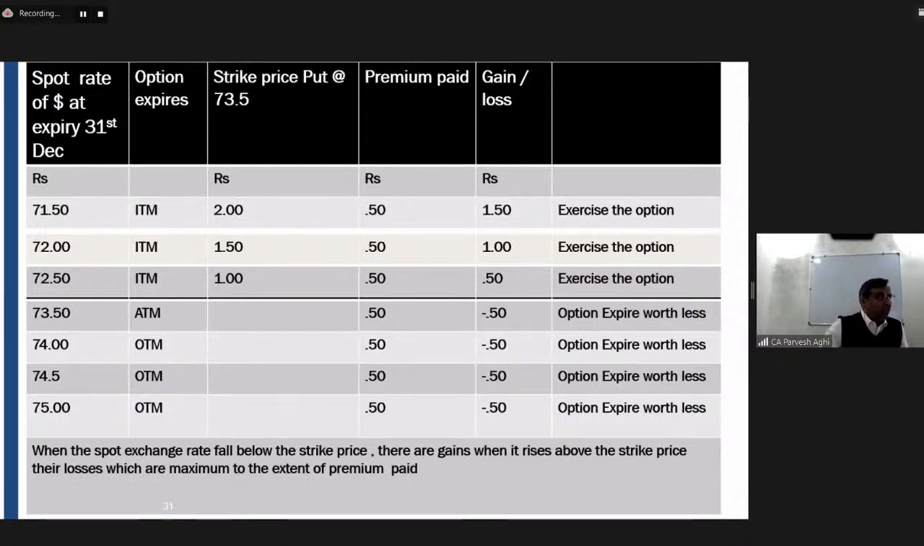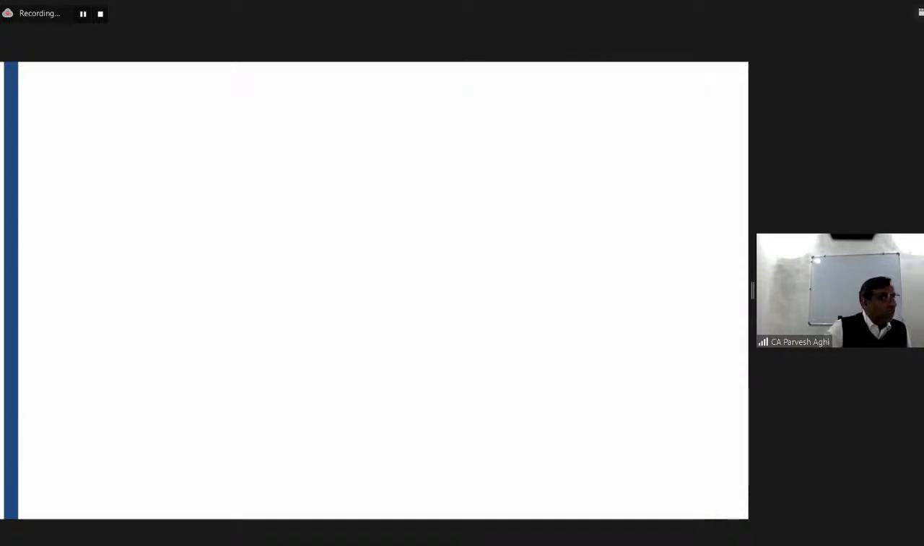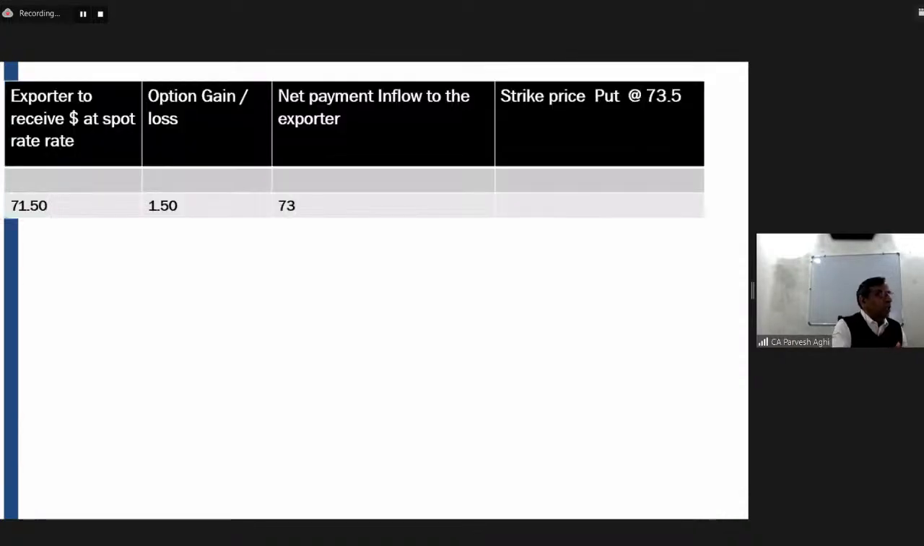Okay, so he gets the advantage of an option contract. So let's now look at his gain and loss, total gain or loss. The exporter is to receive dollars at the spot rate. Suppose it happens to be 71.5. So he's going to receive 71.5. He goes to the bank, surrenders his dollars and gets 71.50.